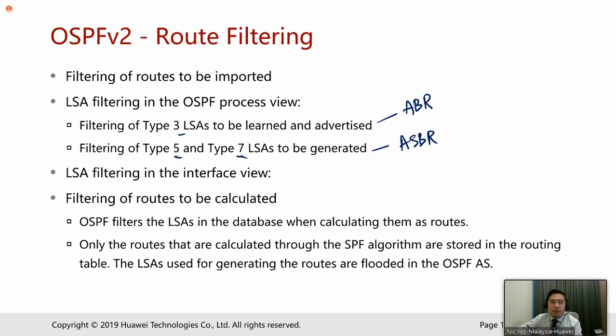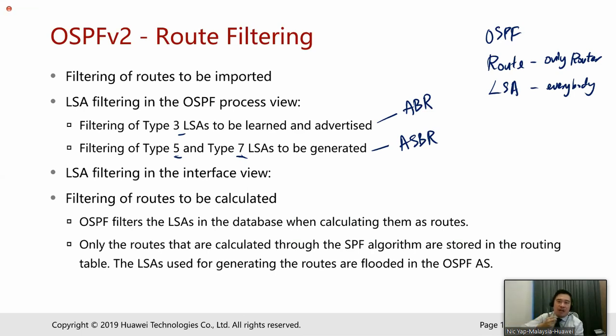To be calculated. It means that in OSPF we have a route and we have an LSA. The LSA is flooded to everybody, while the route is only calculated by yourself. Everybody will get the LSA. So when you want to filter, you better filter the LSA, not the route. If you filter the route, you only filter yourself. You cannot say that this route I do not want to send to you, because by default the LSA is already flooded to everybody.